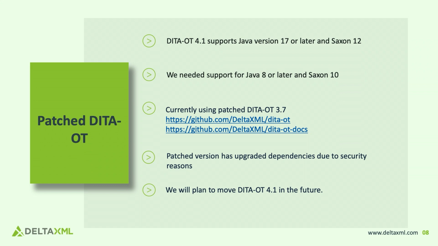In the future, we are planning to upgrade to 4.1, now 4.2 obviously. In order to do that, first we are currently investigating a way of going to Saxon 12 from Saxon 10. Once that's done, then we have to look into going from Java 8 to Java 17, and after that we will move to probably DITA OT 4.1.